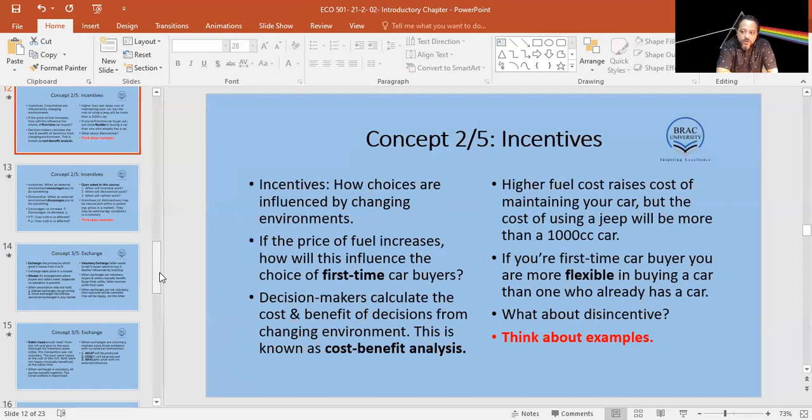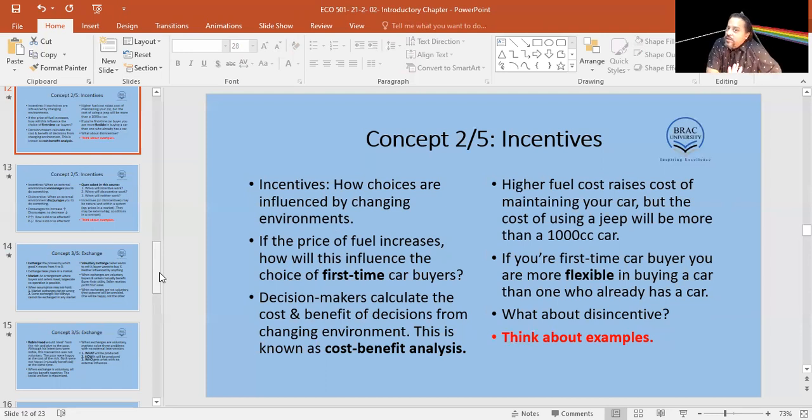Now, higher fuel costs raise the cost of maintaining your car. So the price of car has increased, sorry, the price of fuel has increased. I'm a first-time buyer. I haven't bought a car. Do I buy an energy efficient car, or do I buy a cheap one, which consumes more energy, more fuel? So you see, even among the first-time buyers, there's another group. One group, they're making a decision, okay, do I buy an energy efficient car, so within 1500 cc, or do I buy a car that is more than 1500 cc?